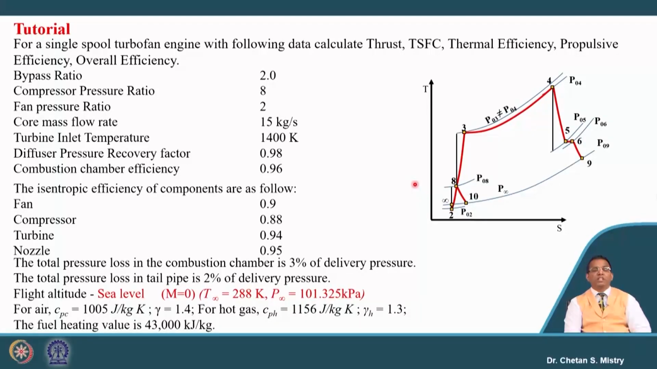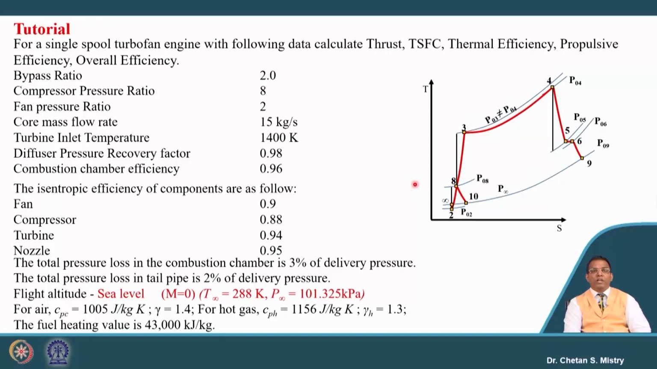Then it gives the isentropic efficiency for the fan as 90%, for the compressor 88%, turbine 94%, nozzle 95%. There is a loss of 3% delivery pressure in the combustion chamber. The total pressure loss in the tailpipe is 2%. Let us consider that this engine is tested at sea level, which we mark as 0, so we have atmospheric pressure and atmospheric temperature.